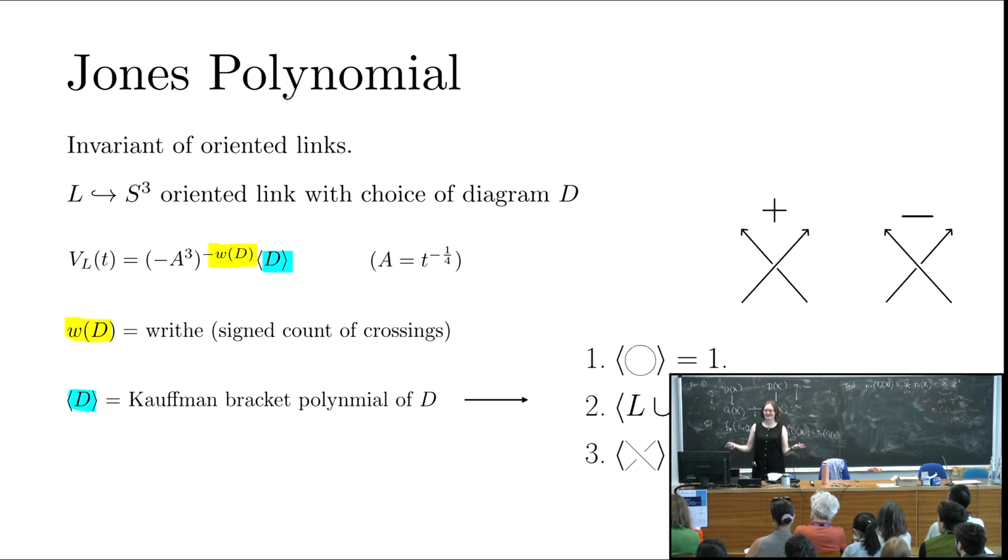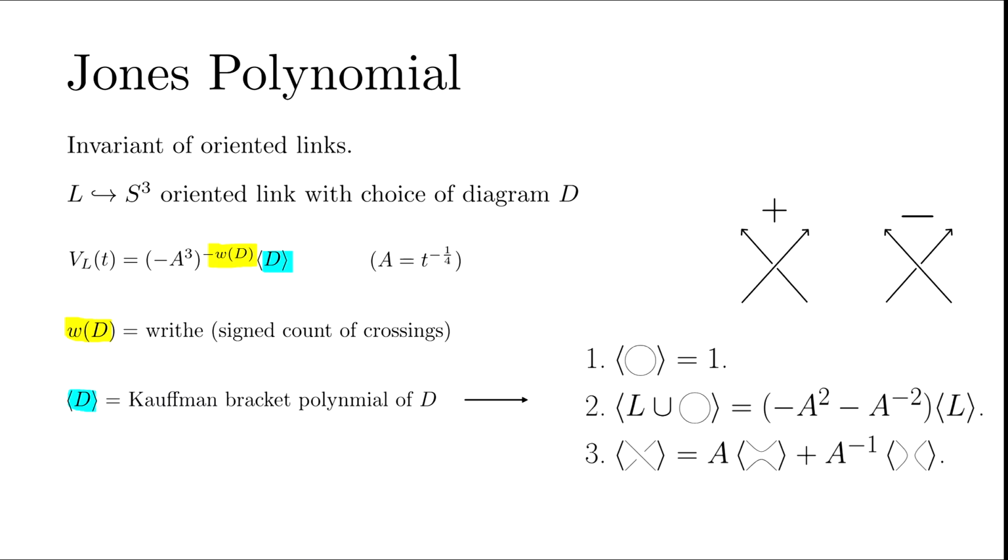When I think of SU2 quantum invariants, I start with the Jones polynomial. This is an invariant of oriented links. If you have such a link in the three-sphere, you choose a diagram. We can calculate the Jones polynomial as two quantities that each independently depend on a choice of diagram, but when we put them together, everything cancels out, and the resulting polynomial is invariant of the diagram. We have this A power that has to do with a signed count of crossings, which of course depends on the diagram. Then we calculate the Kauffman bracket polynomial of the diagram D according to these rules.